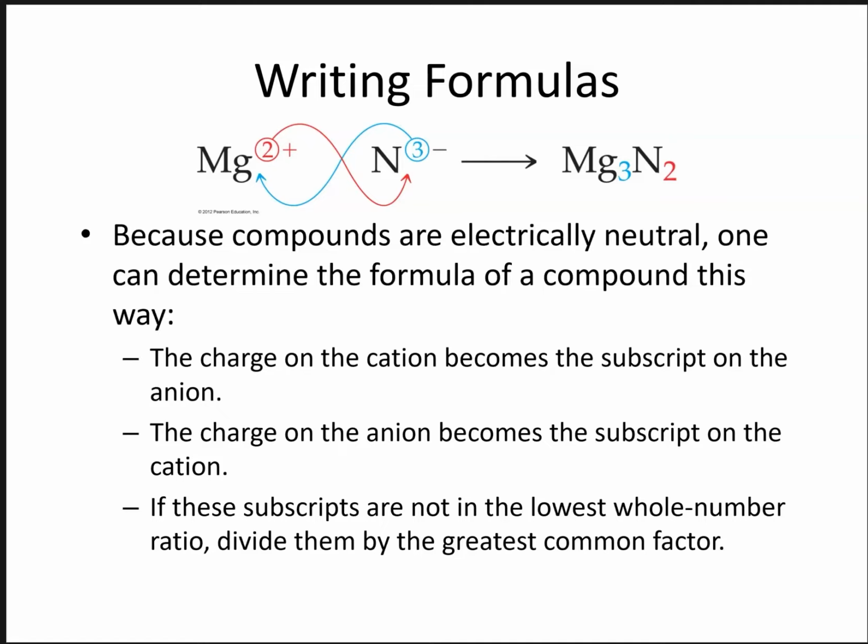So we crisscross the charges to get the subscripts on the ionic material, and then we double check to make sure that this is the lowest ratio of atoms to each other. Well, we can't factor 3 and 2 out. They don't have anything in common besides 1, so this is indeed the lowest ratio of magnesium to nitrogen. This is the proper formula for magnesium nitride.